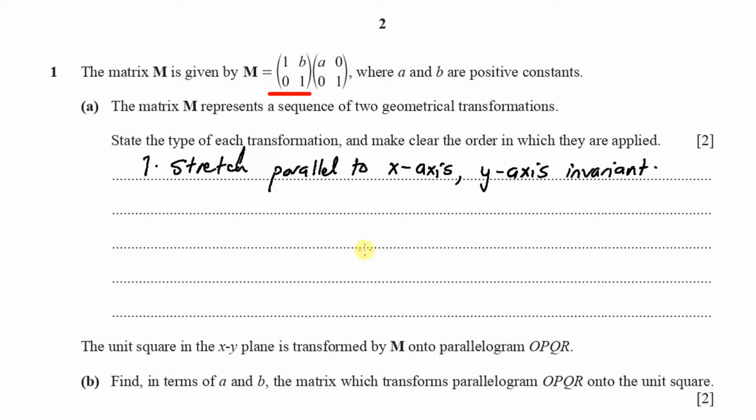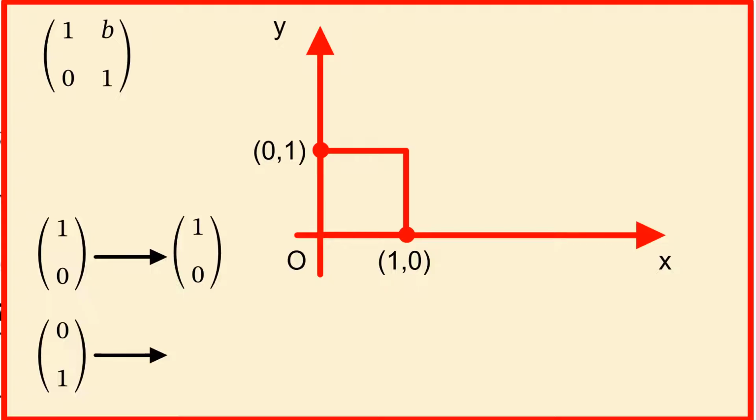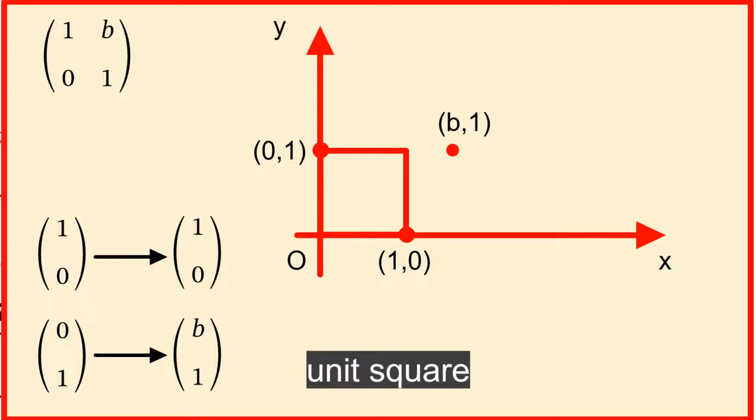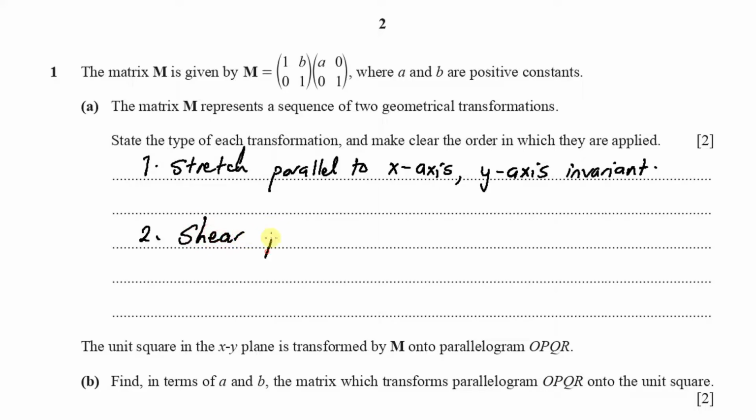Let us now consider the first matrix. For the first matrix, we have the unit square, and we will transform the point (1, 0) first. The point (1, 0) gives us an image from the matrix of (1, 0). And this shows us that the x-axis is invariant. Again, we will transform the point (0, 1), and it is given as an image of (B, 1). Now the point (B, 1) can be, say, here. And you can notice that this is showing that the unit square is being sheared parallel to the x-axis by B. So this second matrix is actually a shear parallel to the x-axis, with the x-axis itself being invariant.